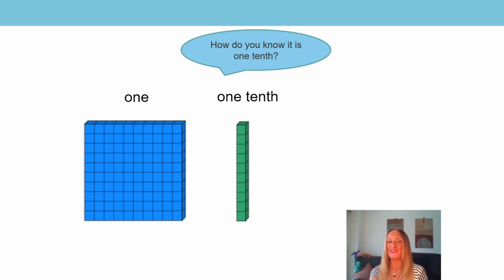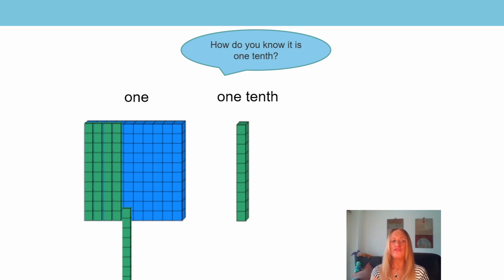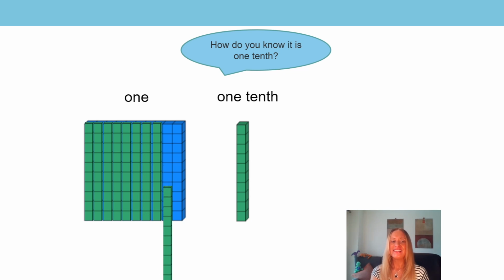How did you know that the green rod was 1/10? Did you trace it with your finger and see how many of the green rods you could use to cover 1? I did too. Shall we have a look at that together? So 1/10, let's count them together, count with me. 1/10, 2/10, 3/10, 4/10, 5/10, which is 5/10, isn't it? 6/10, 7/10, 8/10, 9/10, 10/10.